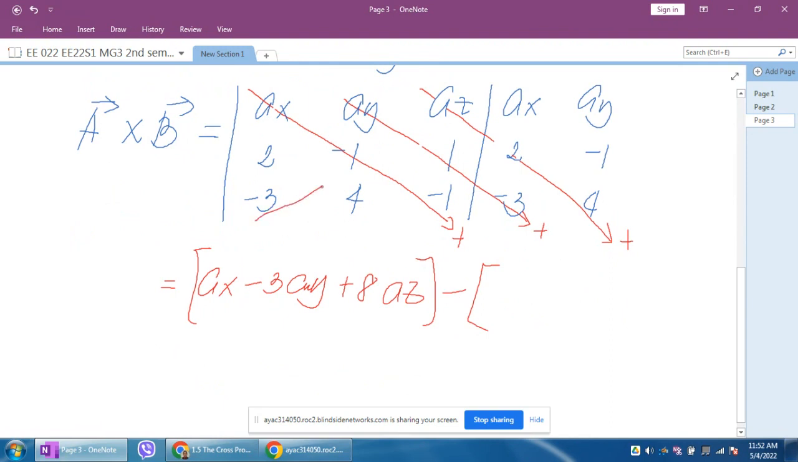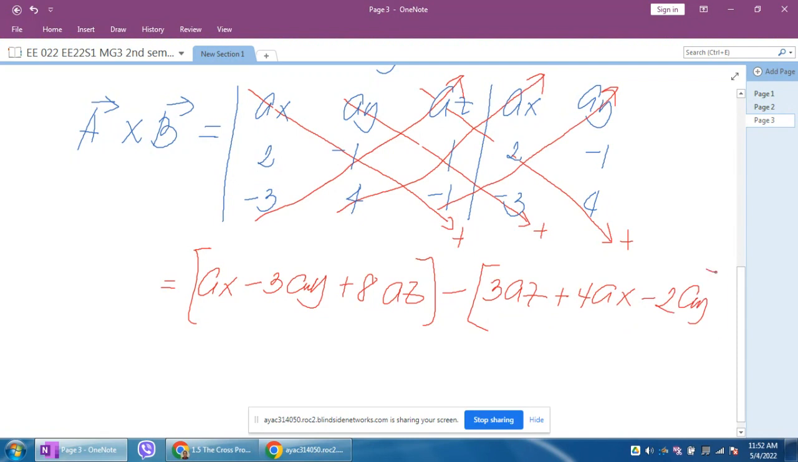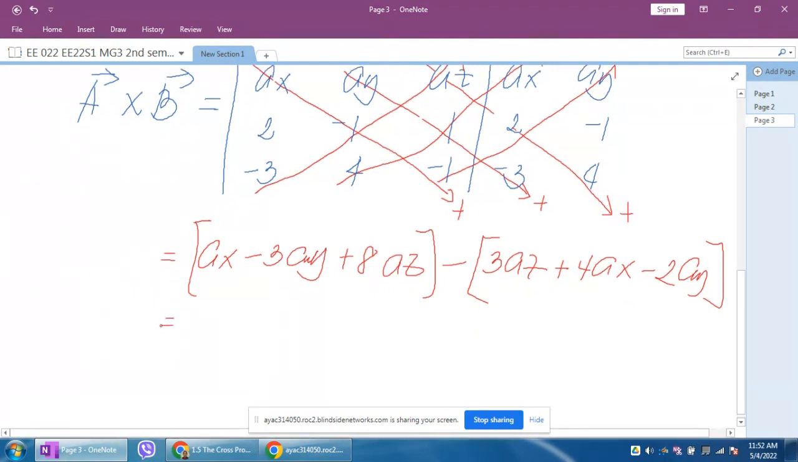So, I have negative 3, negative 1, and AZ. So, that will be 3AZ. 4, 1, and AX. So, that will be positive 4AX. Negative 1, positive 2, and AY. So, we have negative 2AY. And then, simplify lang po natin. Let us simplify. Combine similar terms.